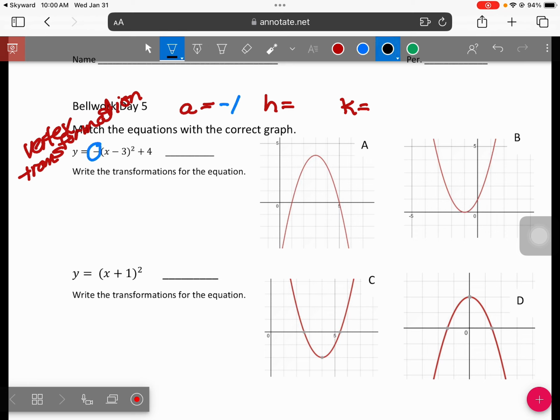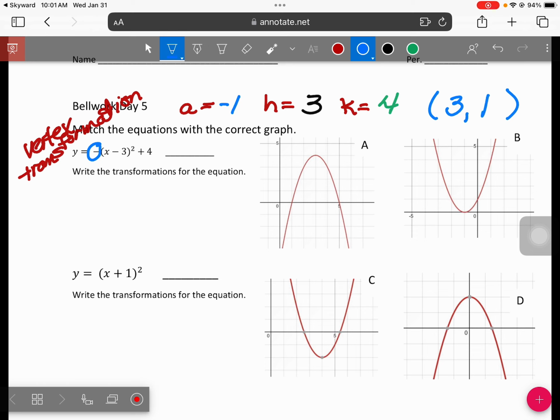How about my h value? Christian, what do you think? +3. What do you guys think about that? Yeah, opposite. And how about my k value? 4. Yes. Excellent. All right, so I am looking for something with a vertex of what?